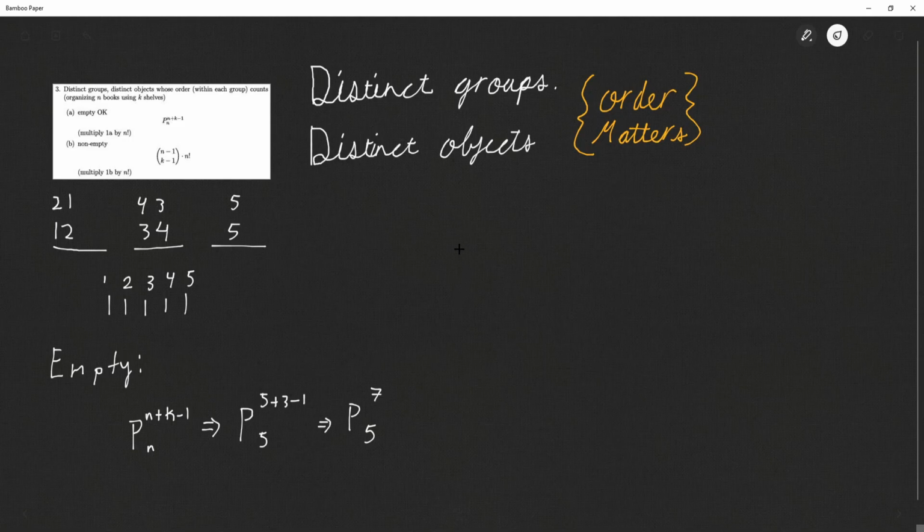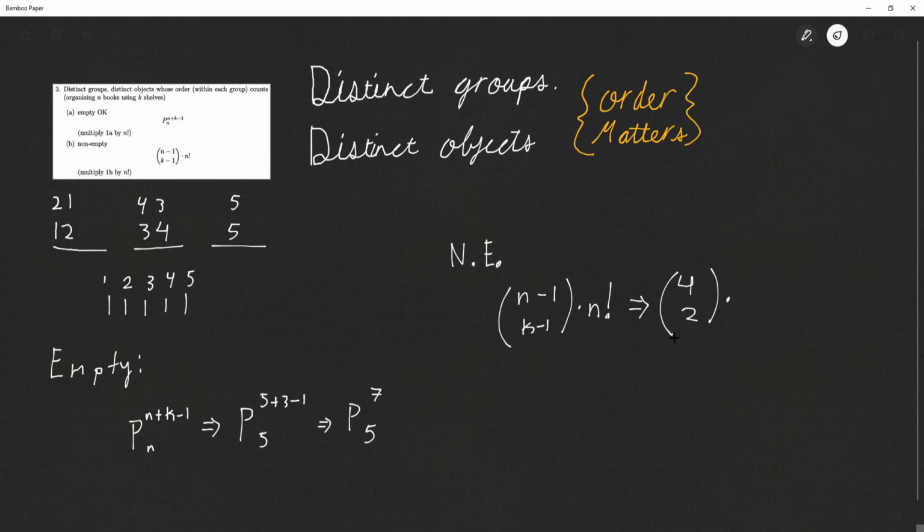And then if we're saying no empty, which I'll just label as n.e. so I don't write it out, this will just change to n minus 1 choose k minus 1 multiplied by n factorial. So what we'll have to do here is with our n, same thing, 5 minus 1, which is 4, and k minus 1, which gives us 2.